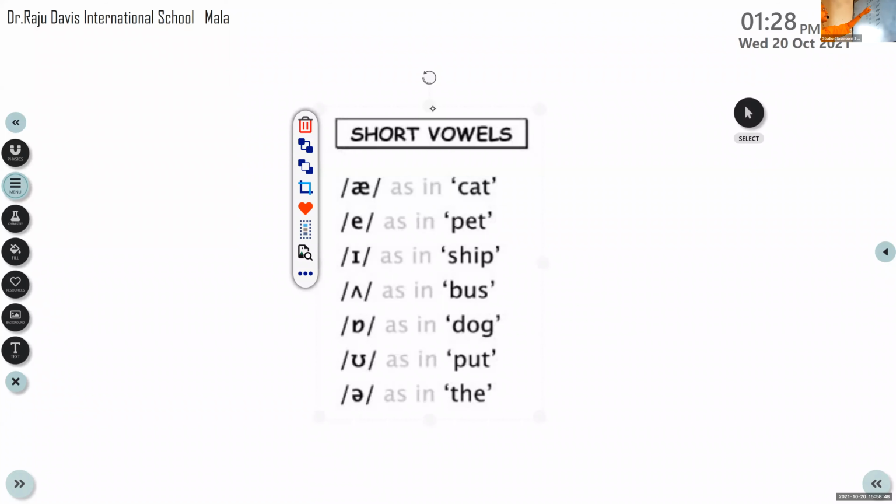A, as in cat, okay? E, as in pet, egg, elephant. I, as in ship, sit, big, fit, bin, pin. U, as in bus. O, as in dog, hot. Then U, as in put, and which is the last one? Look at the symbol and tell me which is that sound? Schwa sound. Okay, good. Schwa sound.